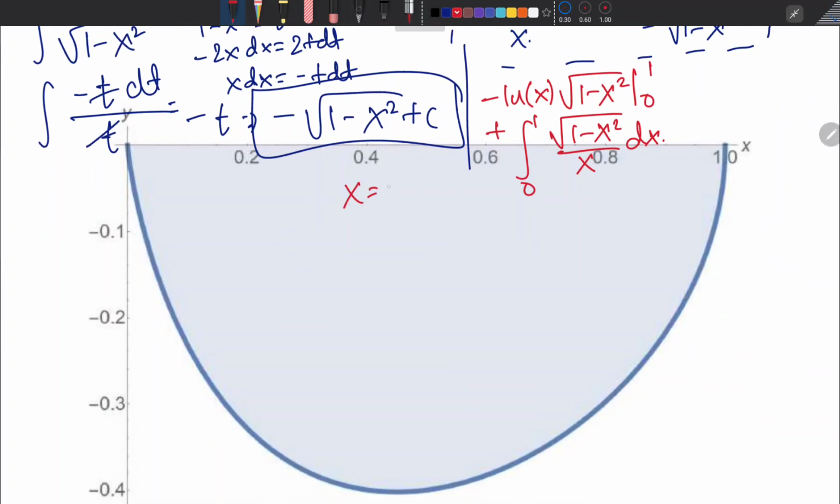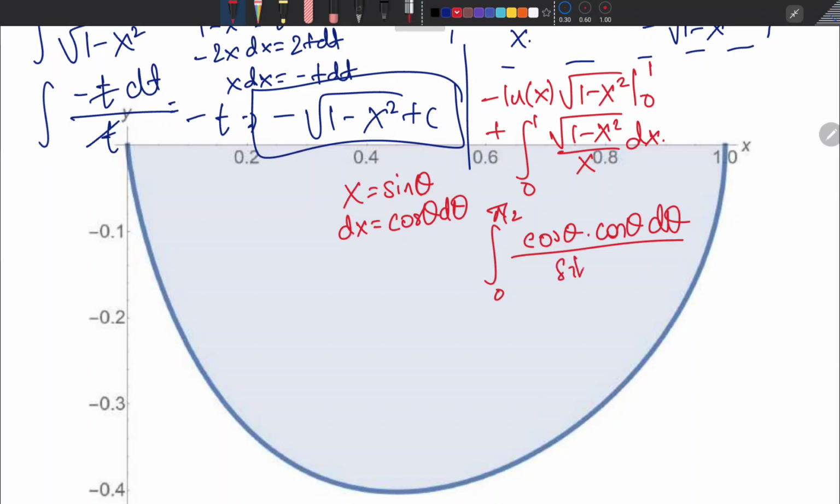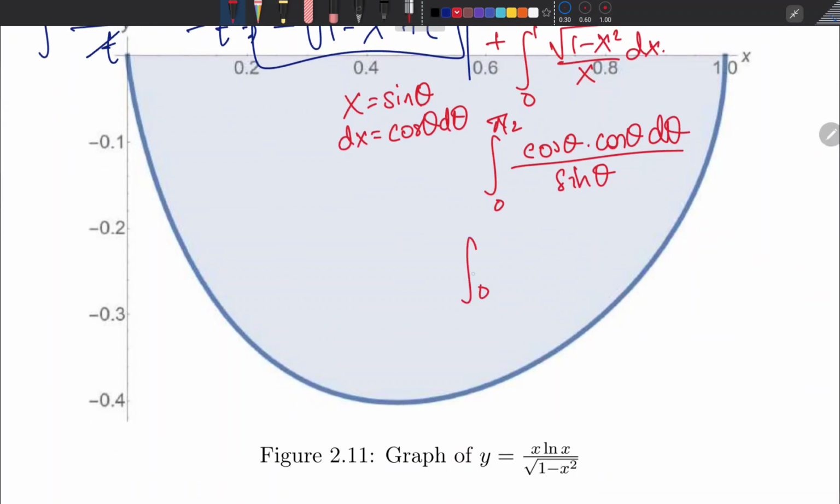So for this integral, I'm just going to use x equals sine theta. So we would be having dx equals cosine of theta d theta, and our limits are gonna be from 0 to pi over 2, and square root of 1 minus x squared is gonna be cosine of theta, right? And we are having cosine of theta d theta as well in the numerator, and we have sine theta, and this is coming out to be integral from 0 to pi over 2 of cotangent of theta times cosine theta. It's kind of complicated, I think.